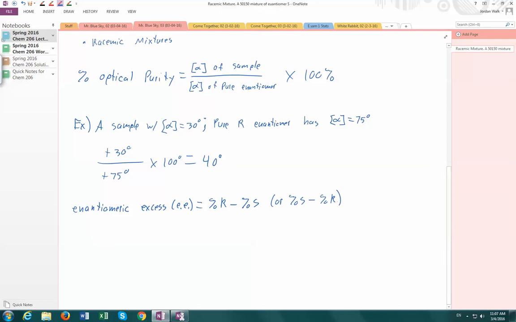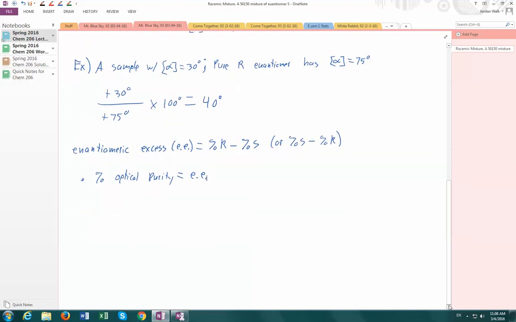Importantly, whenever we talk about these two things, percent optical purity as well as enantiomeric excess, they're the same thing. They're equal to the same thing. So we want to add that percent optical purity is equal to enantiomeric excess. So what we can do now is take the information from above and basically figure out the composition of our mixture. So let's see. This up here, this should be 40%. There we go. All right, so it's going to be 40%, not 40 degrees. That wouldn't make much sense.